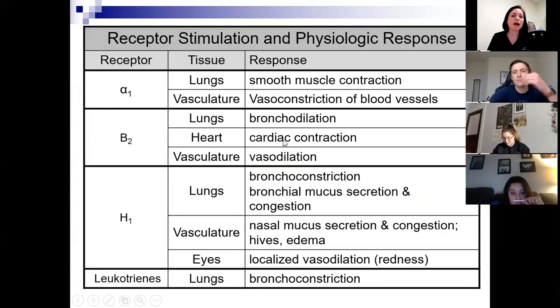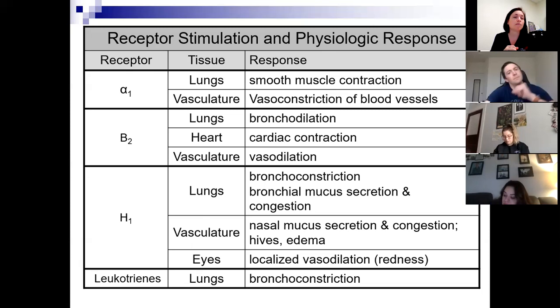Okay, so just as a reminder for the receptors and what they do when they get stimulated. The alpha-1 receptors are the smooth muscle on the lungs and the vasculature, so the smooth muscle is going to contract. If an alpha-1 gets stimulated, that's what we have to be worried about. If somebody has asthma and is taking a medication that stimulates alpha-1, you have to be aware of that, because it's not necessarily selective and can affect other parts of the body. And then the vasculature: vasoconstriction of the blood vessels.